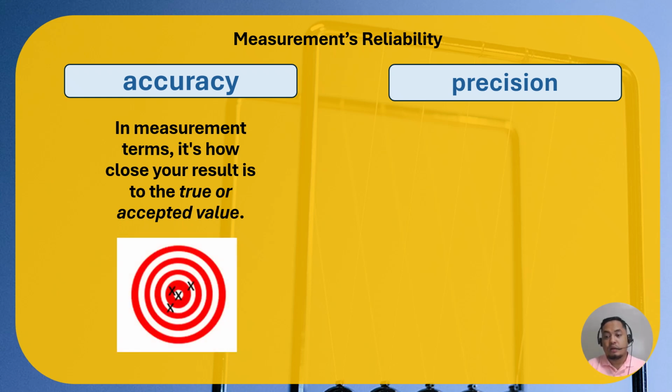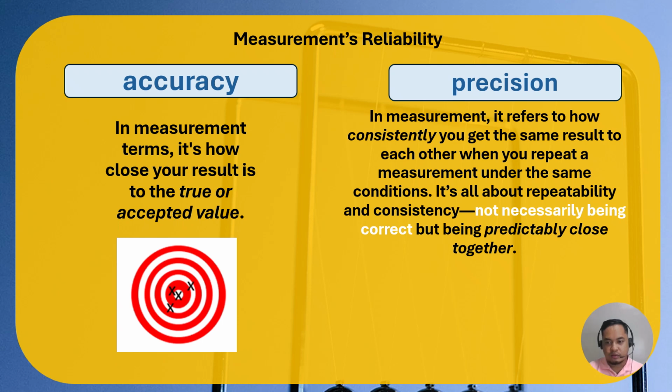And when we say accuracy, we can incorporate the dart board. The dart represents your measurement or your data. And if you notice, the bullseye there represents the accepted value. And all the darts are close to that bullseye. It means that this data or these measurements are accurate.